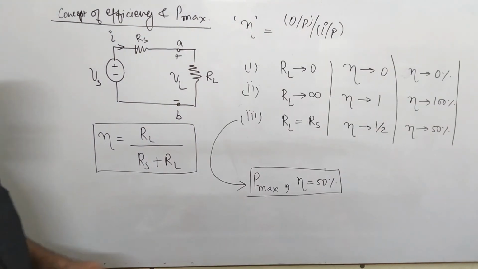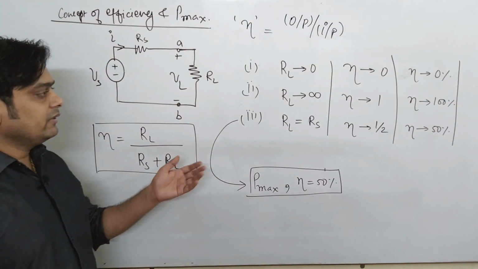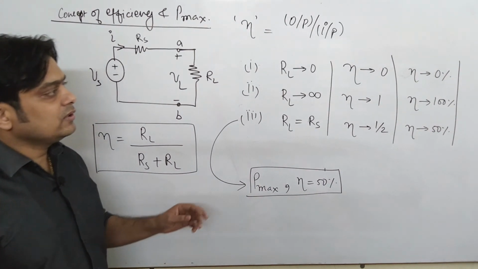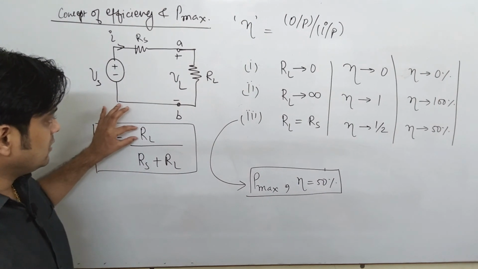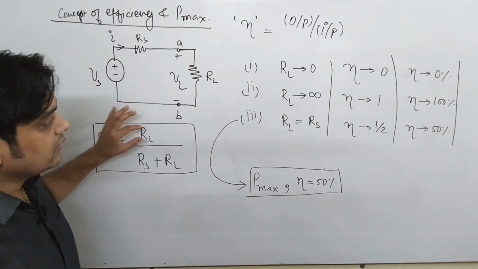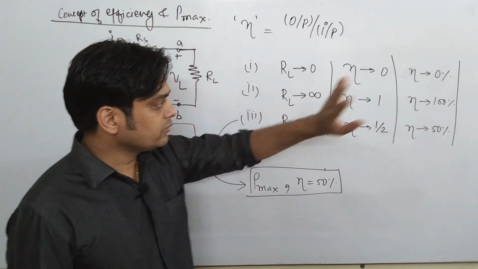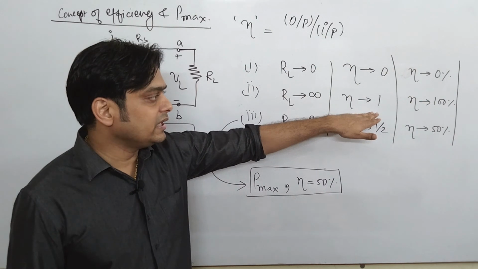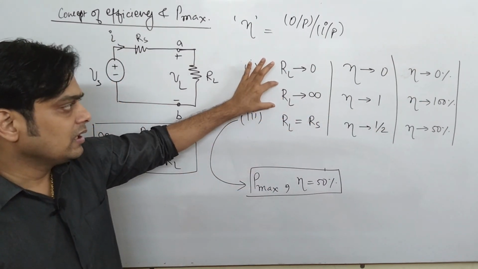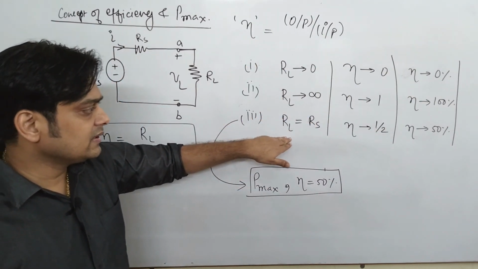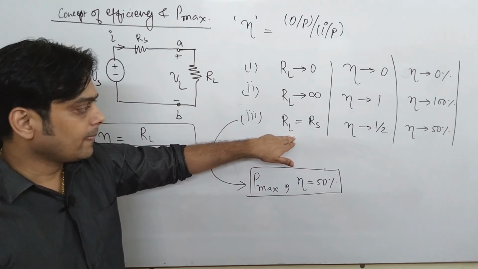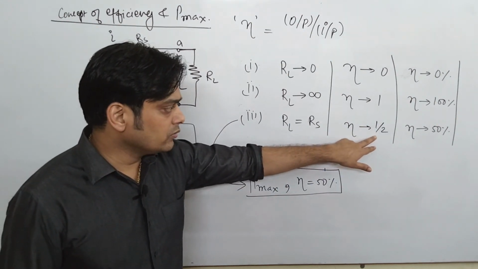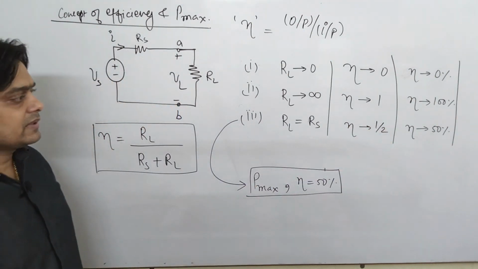Now friends, please try to understand the very basic concept here. We'll take the conditions of load resistance. When RL is 0, eta goes to 0, that is 0%. When RL goes infinite, your efficiency will become unity, eta 100%. This is just a theoretical case, and the very important case is RL equal to RS. When RL is equal to RS, eta becomes 1 by 2, so efficiency is 50%. What does it mean?